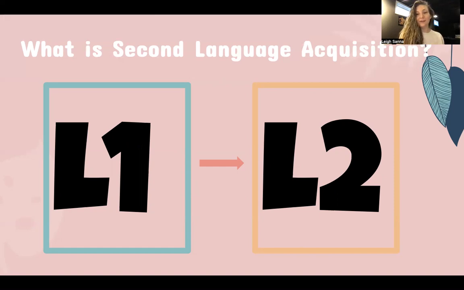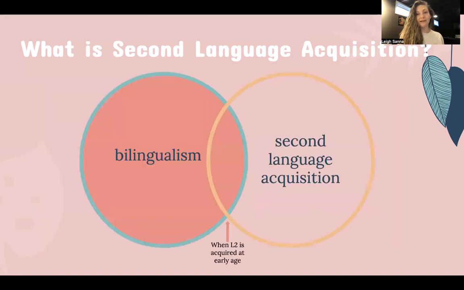But then let's consider someone who grew up in a bilingual household where mom spoke English primarily, dad spoke Spanish primarily, and they kind of learned both languages at the same time. That falls more under the field of bilingualism, true bilinguals. However, depending on the age that a second or additional language was learned, it could fall more under the field of second language acquisition.